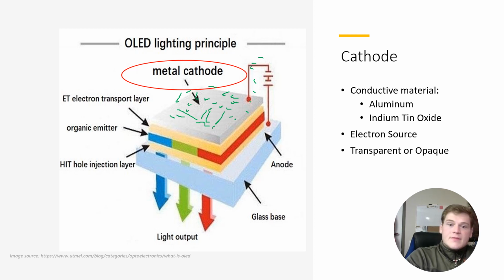The cathode is very similar to the anode pretty much. In fact, it could be identical. As I mentioned earlier, depending on the end use, its main job is just to conduct electricity.